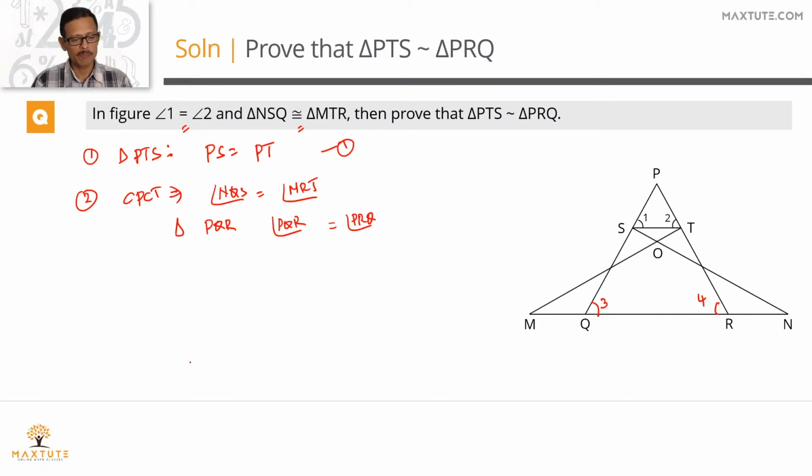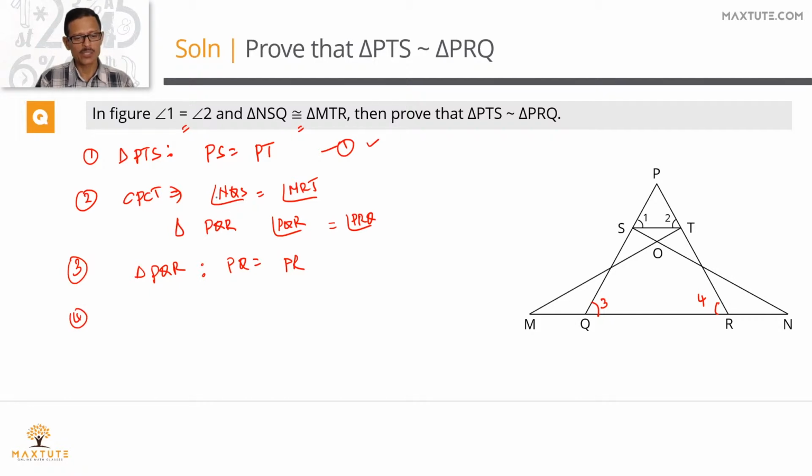So step 2 done. In step 3, I'm going to just repeat what we did in step 1. In triangle PQR, two angles are equal, which means correspondingly the opposite sides should be equal. The side opposite to angle 3 is PR, side opposite to angle 4 is PQ. Therefore, we can establish in triangle PQR, exactly as step number 1, we can say that PQ is equal to PR. The next step should actually give us the answer.